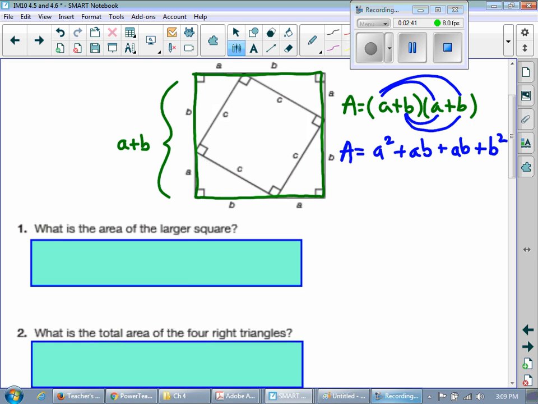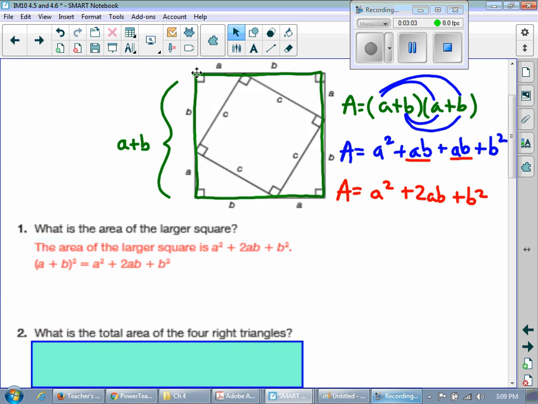Okay. From there, we can do a little bit of work and simplifying it. One of the things that you're going to notice is that I have ab and ab, which can be combined into a squared plus 2ab plus b squared. Okay, that's about as simple as we can get. We can't combine anything further from there. So question 1, that is your answer.